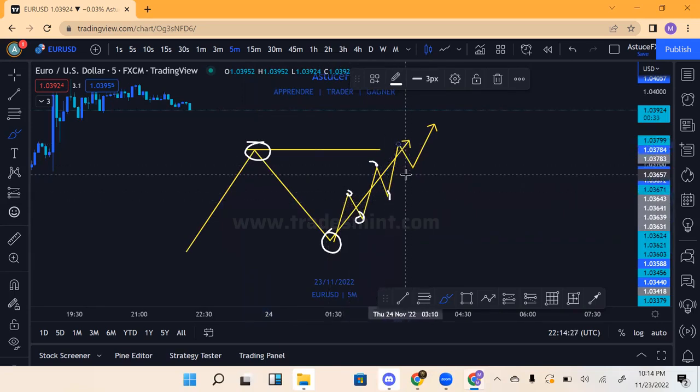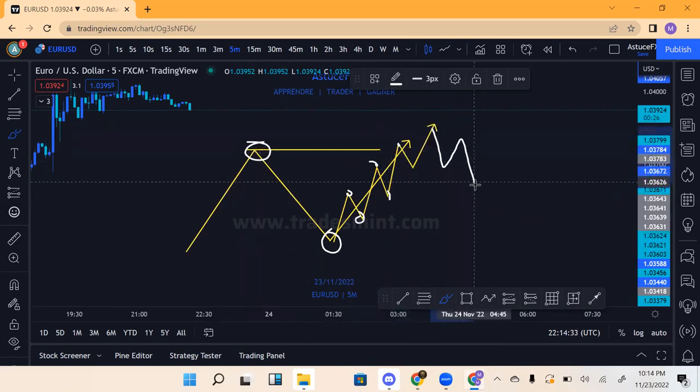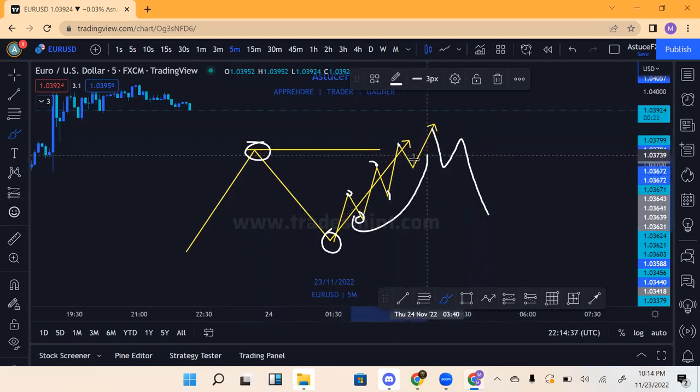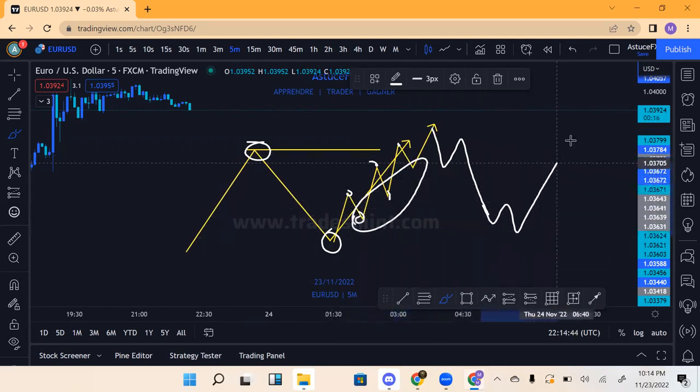So what price does is price will buy, take the external liquidity, give you a change of character, sell, and when it sells, it will come and take all those internal liquidity here. Once price takes the internal liquidity, it will give you a change of character and start buying again to take the external liquidity here again and again. It's the same cycle happening again and again. That's pretty much about market structure and liquidity.